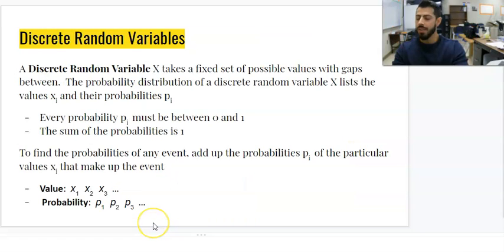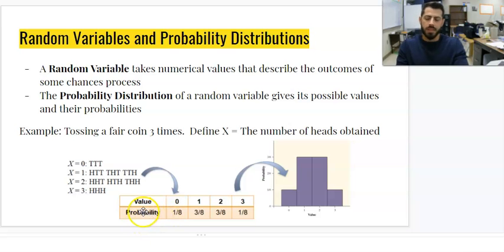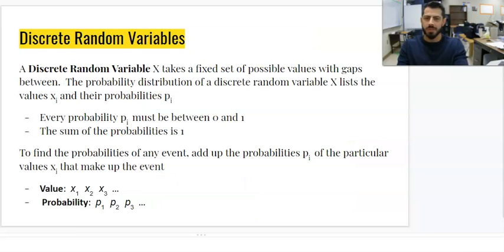Easy stuff. Now, the example we just looked at was a discrete random variable. A discrete random variable takes a fixed set of possible values with gaps in between. The probability distribution of a discrete random variable is going to list all of the probabilities for each of its potential values, and it looks like this, basically. So this is an example of a discrete random variable with its possible outcomes, right? And a lot of the things that we think about fit in this category. This is a very common category for us.